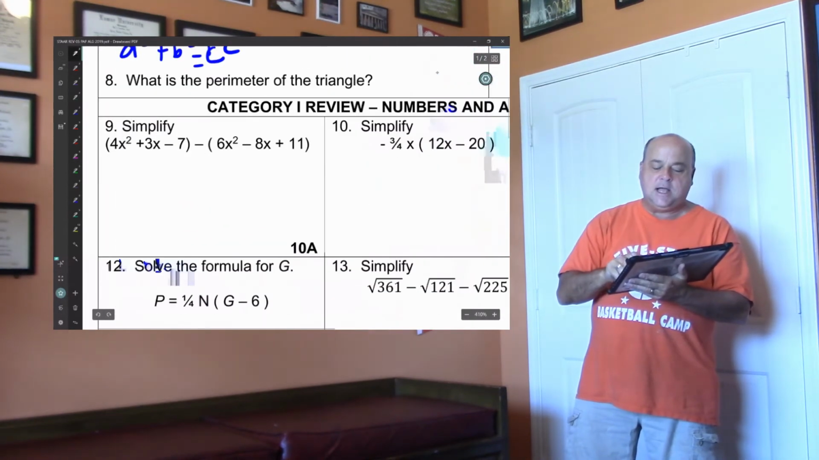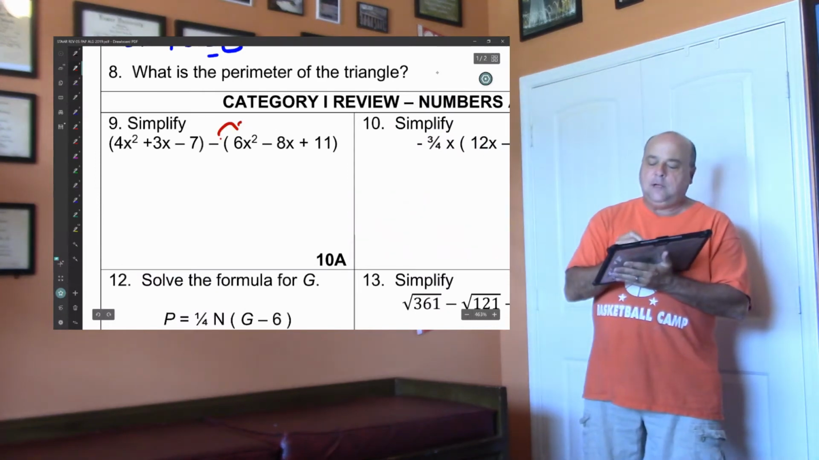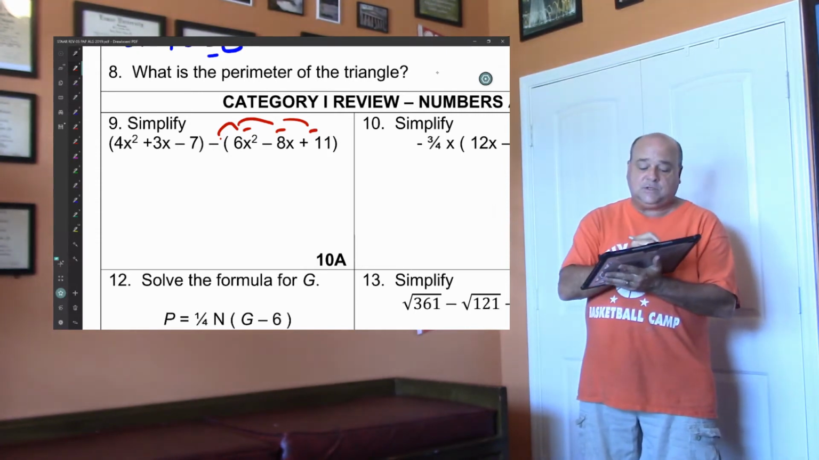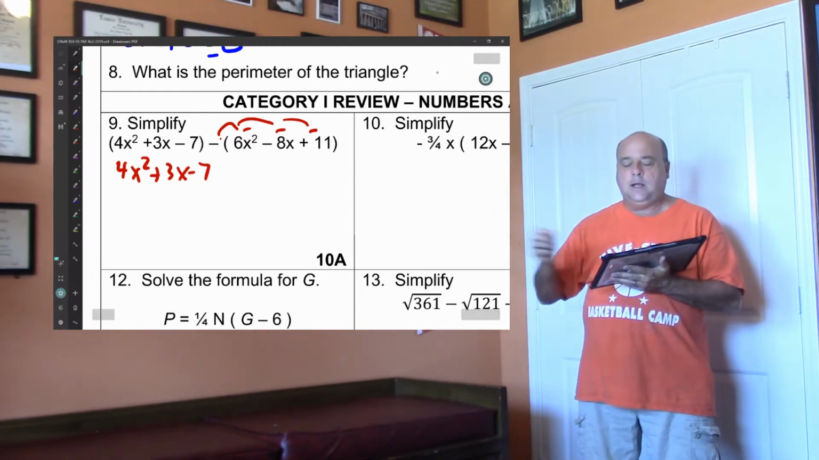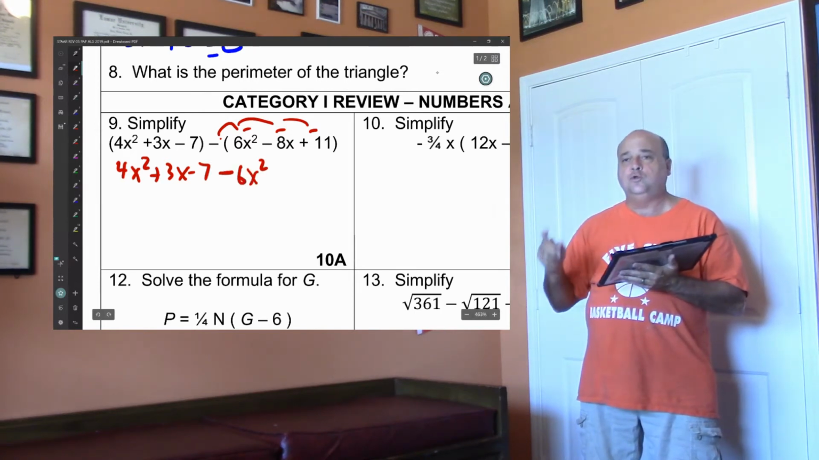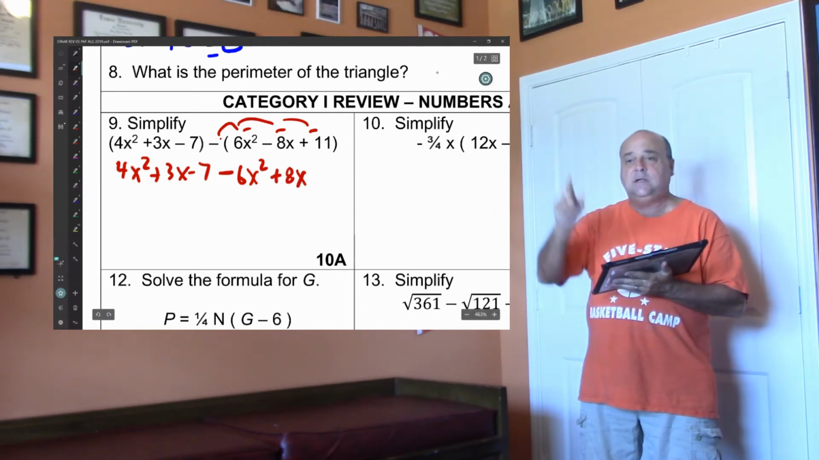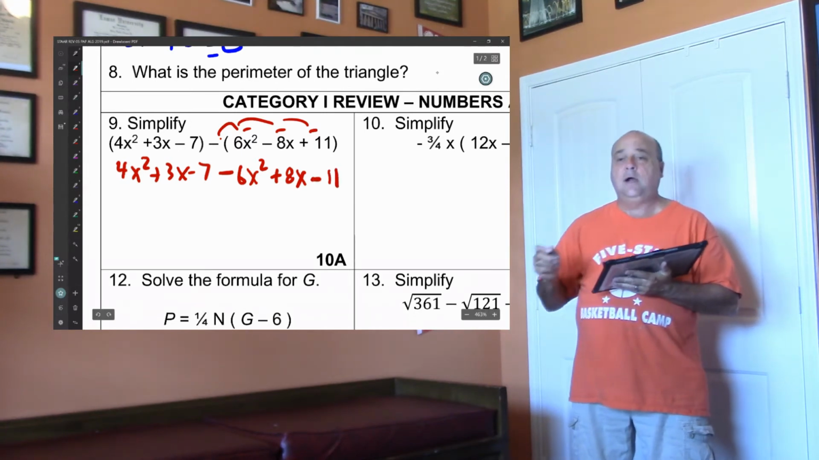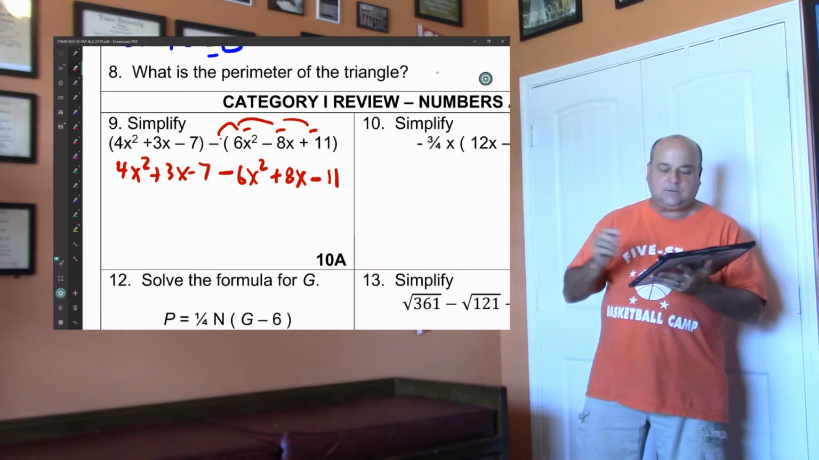Let's go down to number 9. On number 9, you're going to distribute this negative. I'm doing this because y'all are missing this a lot, so I'm going to go over it one more time. This will probably be the last time I do this. Drop the 4x squared plus 3x minus 7, and then you're going to do sign, number, letter. A negative times a positive is a negative. The number 6, the letter x, the exponent 2. Sign, number, letter. A negative times a negative is a positive. My number is 8. My letter is x. Sign, number, letter. A negative times a positive is a negative, and it's just 11, right? So you're just doing sign, number, letter with 6th grade integer math. This is 6th grade integer math.